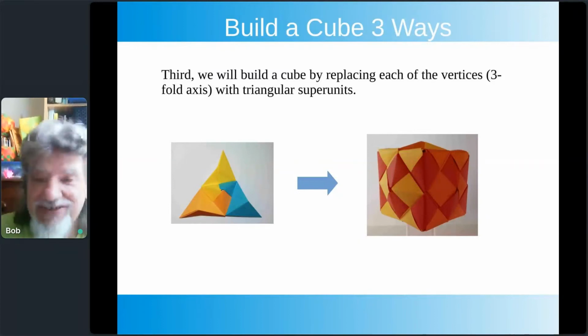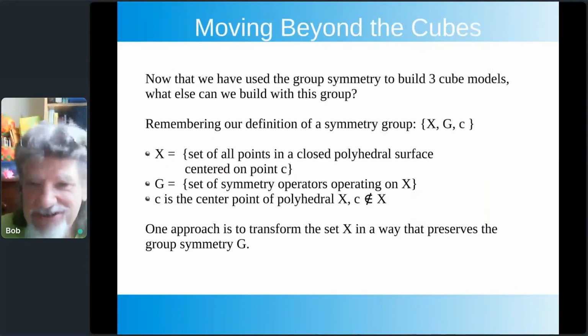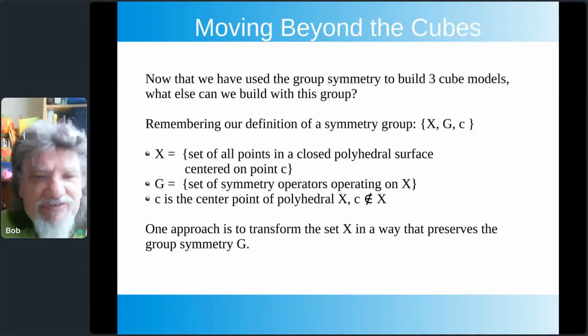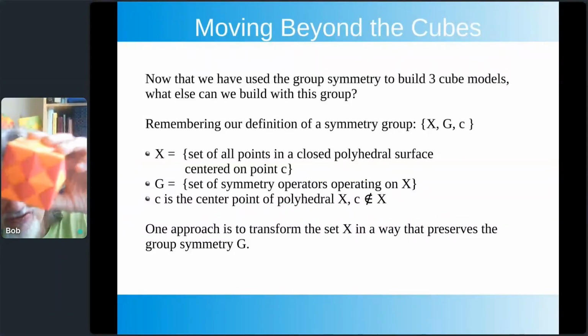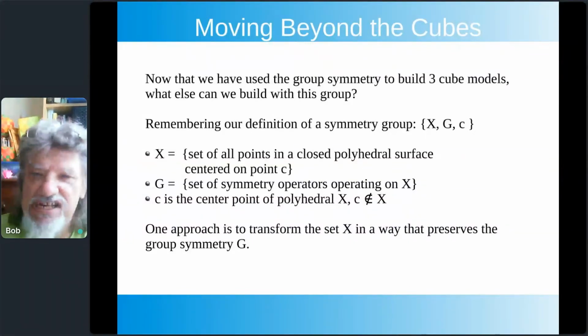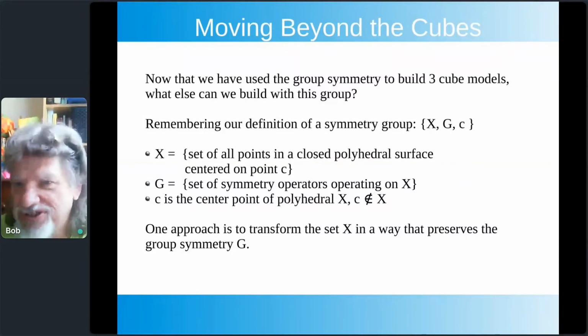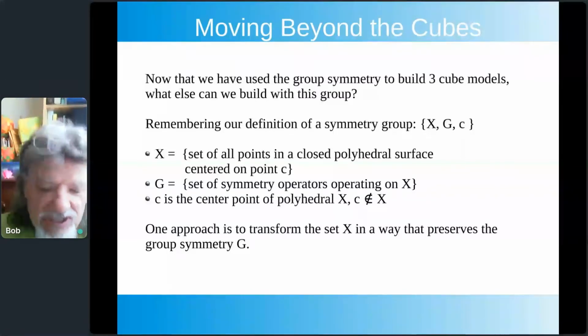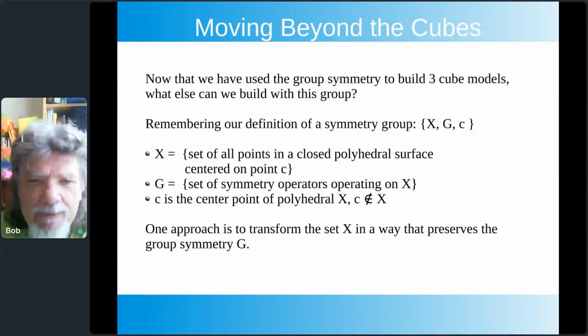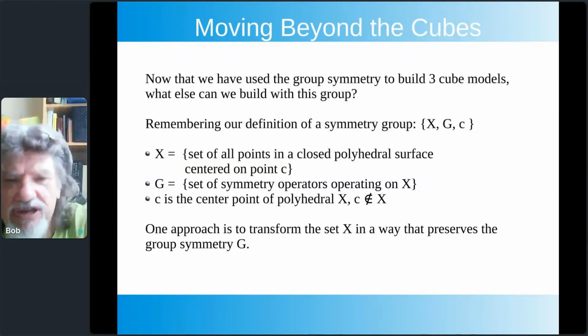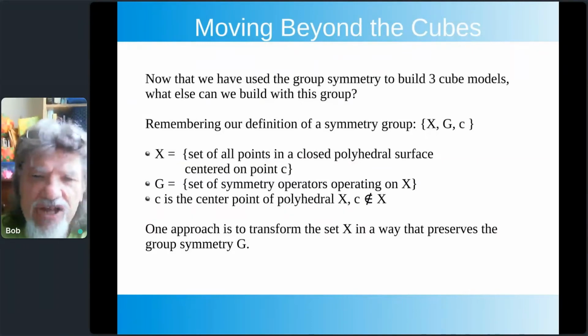Okay, so next question is, what else can I do with this group, this cubic symmetry group, like the hexaoctahedron symmetry group, with the 4s and 3s and 2s and all the mirror planes? Well, let's remember the definition of group. We have the set X, which is basically the outside polyhedra that the shape is based on. We have G, the symmetry group that operates on that polyhedra. I don't care about C, it's just placed for to be proper. And so what I'm going to do is find ways to transform X, but keep C the same, or not really worry about the transform. I'm going to find ways to keep G the same, but transform X.